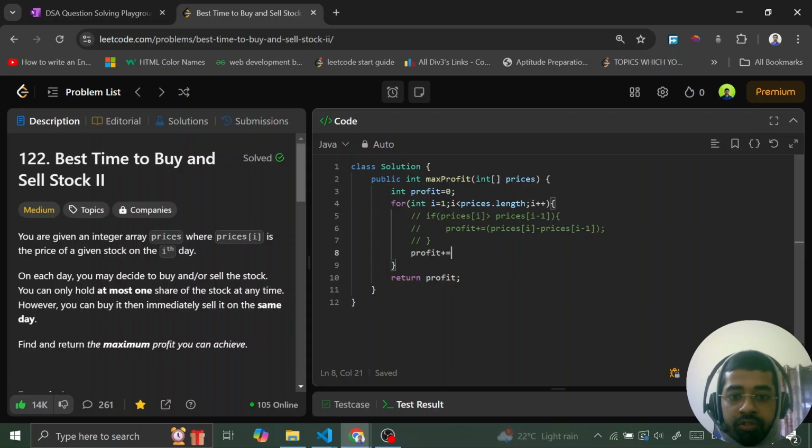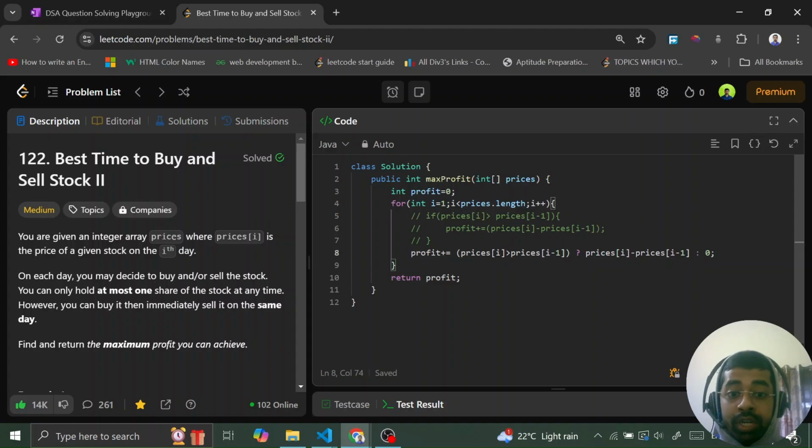So profit plus equals, now I will check if prices of I is greater than prices of I minus 1. If this is true, then whatever comes after the question mark will be returned. And what should it be? It will be prices of I minus prices of I minus 1. And if this condition is false, then what is returned? Then I don't want to add anything to the profit, so I will be returning a 0.